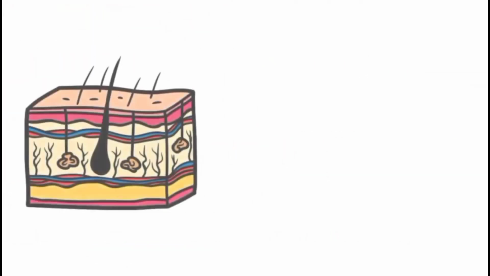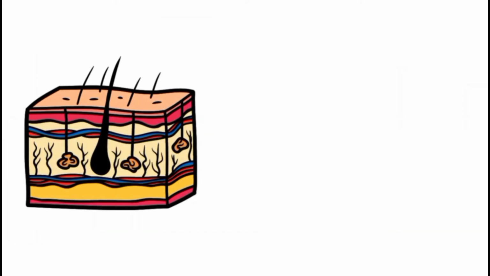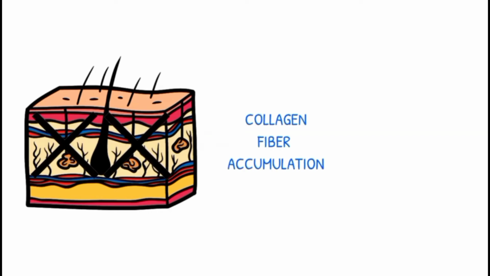In the skin, fibrosis causes expansion of the dermis and destruction of the hair follicles, eccrine glands, and other appendages. Collagen fibers then accumulate. The intradermal adipose or fat layer deteriorates and may completely disappear as scleroderma progresses.